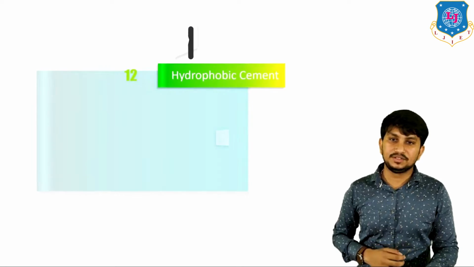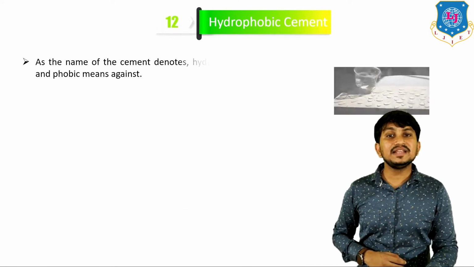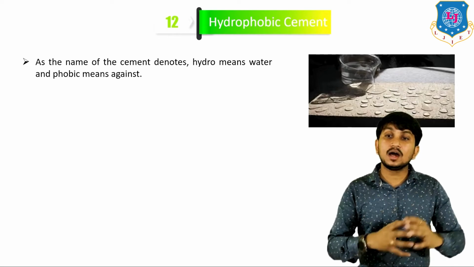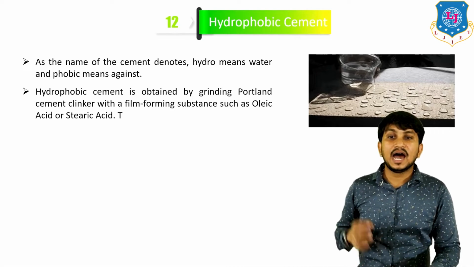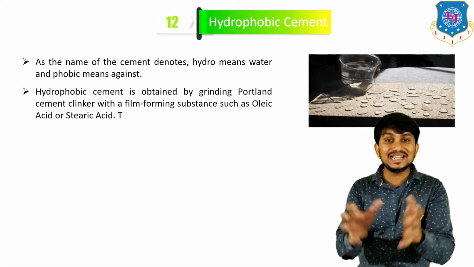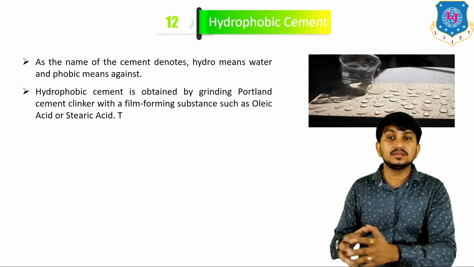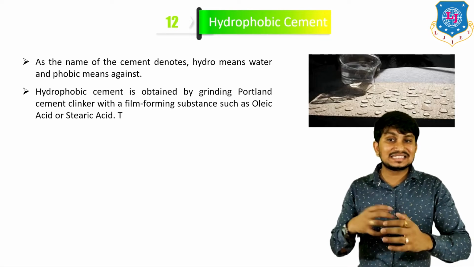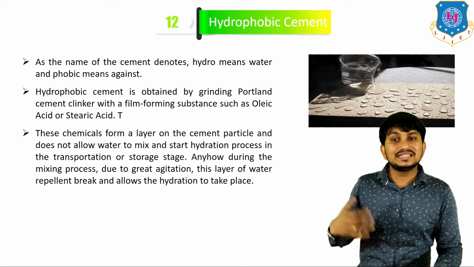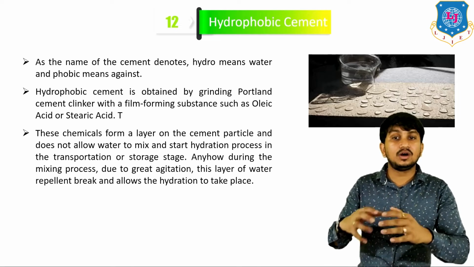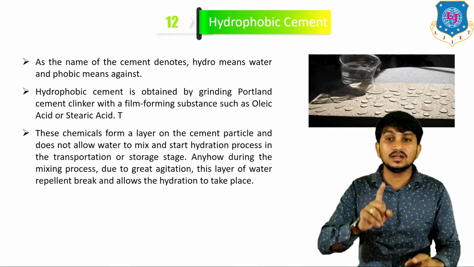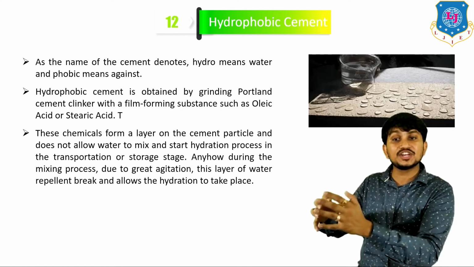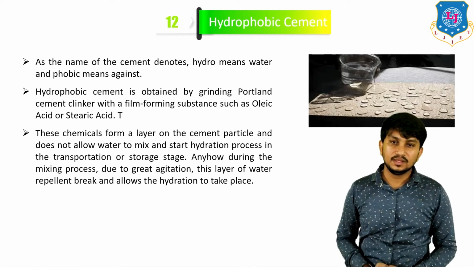Now hydrophobic cement. The name itself says, hydro means water and phobic means against. Hydrophobic cement is obtained by grinding Portland cement clinker with a film forming substance such as oleic acid or stearic acid. These chemicals form a layer on the cement particle and do not allow water to mix and start the hydration process in the transportation or storage stage.